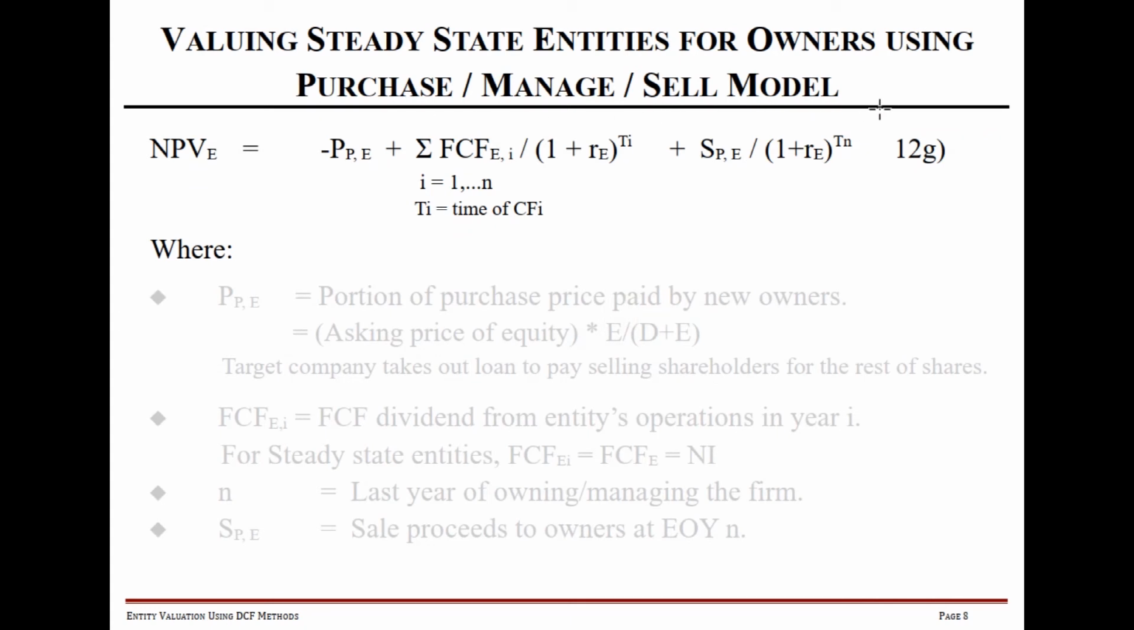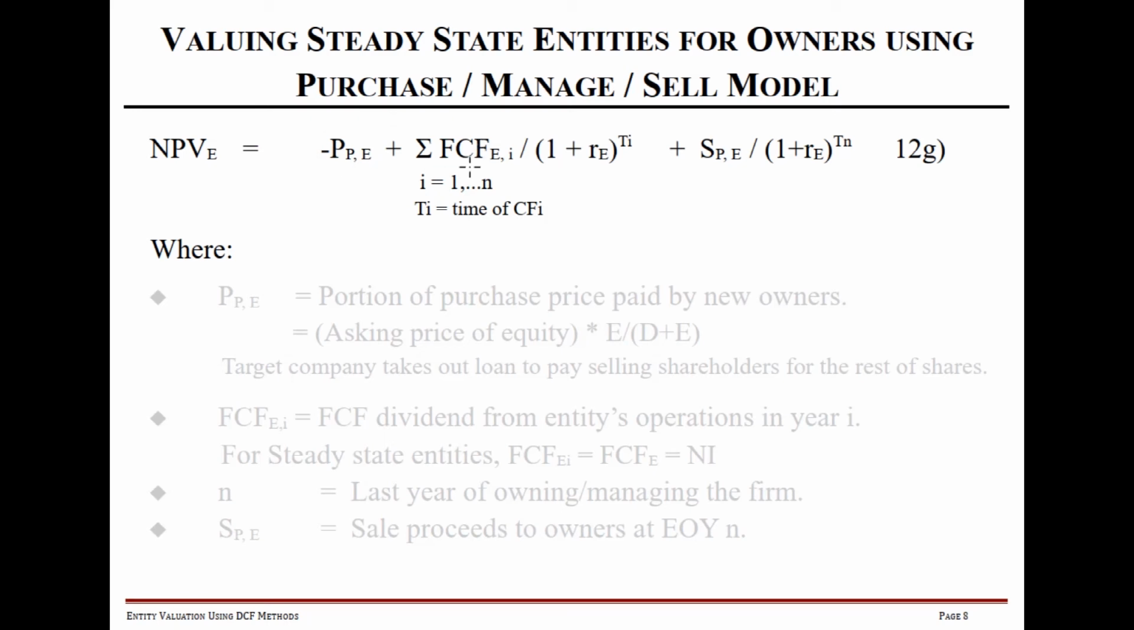Okay, so next up, let's look at valuing steady state entities for owners in a purchase, manage, sell situation. So this would be the type of thing that many hedge funds do, some private equity firms do, and they'll say market conditions are horrible. This is a great company. Let's buy it. Let's own it for a while. Let's sell it when market conditions are better and we can get a higher price for it. So the general NPV to owners only in this case is going to be the amount of money we have to cough up to purchase all the shares. And then that's our negative cash flow at T equals 0.